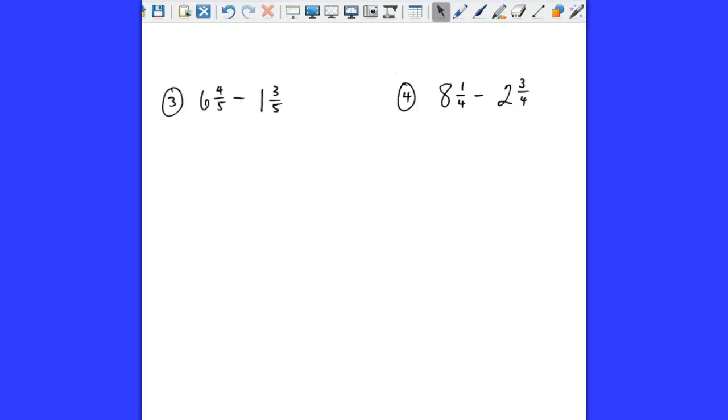Hello and welcome back to part 2 of alternate ways to add and subtract with mixed numbers. And like I said, please be hitting pause and studying this and see if it makes sense to you.